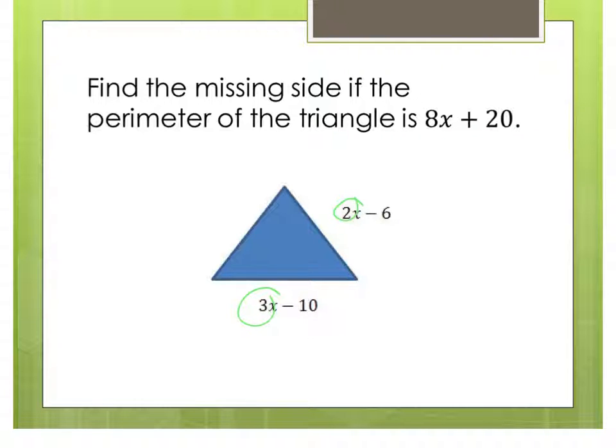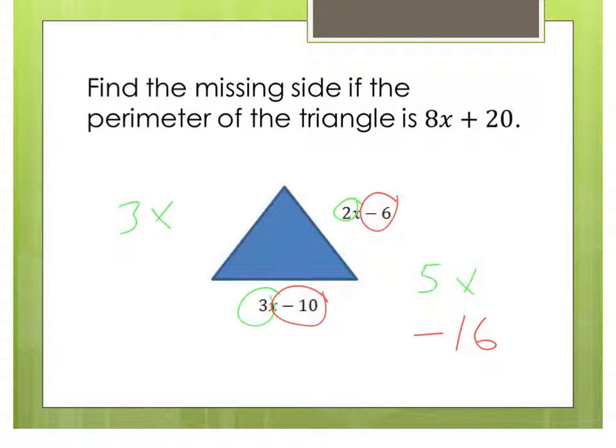So I have 5x already. I need to get to 8x, so that's pretty easy. I'm just going to make 8 minus 5, and I get 3x. That was taken care of. Now let's look at our constants. When I look at my constants, what I notice is I have a negative 10 and a negative 6. So what that gives me is a negative 16.